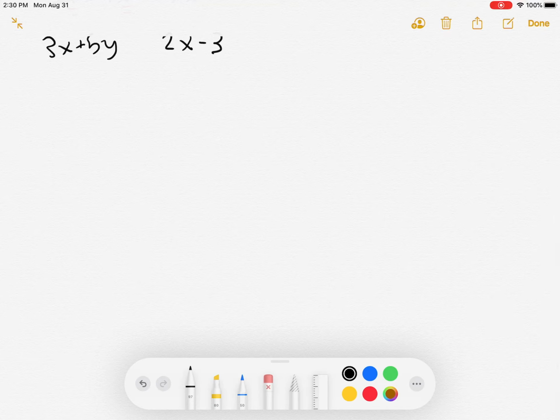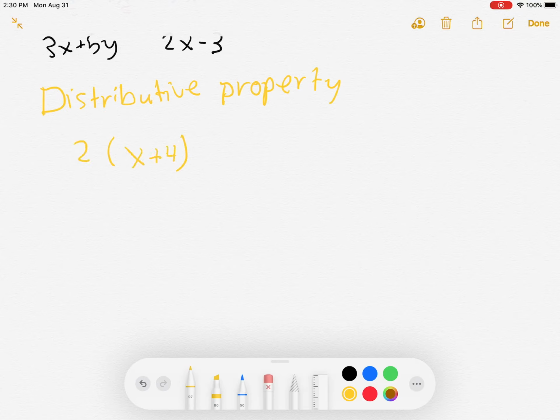We're going to talk about the distributive property. Distributive property is another way to resolve parentheses when you cannot add what's inside the parentheses. For example, in this case, x plus 4 cannot be reduced any further, but we can still resolve the parentheses by multiplying 2 to each of the terms within the parentheses. So in this case, this would become 2x plus 2 times 4, which is 8.